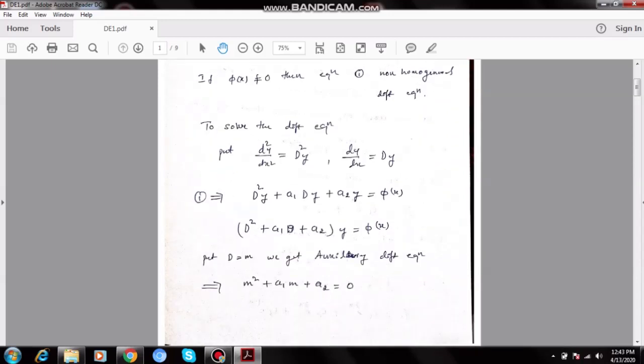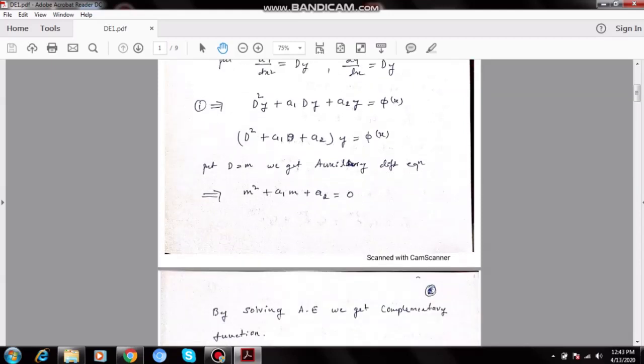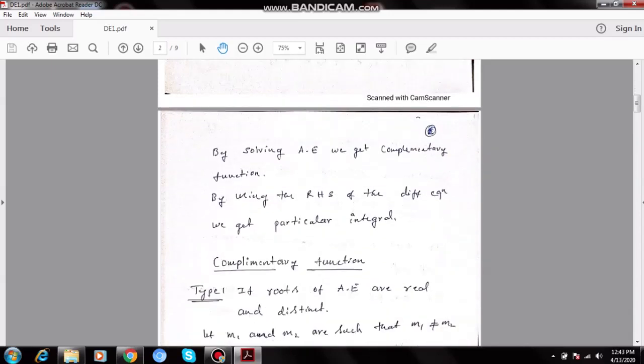Take y common in the left hand side, so it becomes (D square plus a1 D plus a2) y is equals to phi of x. Put D is equals to m, we get the auxiliary equation, that is m square plus a1 into m plus a2 is equals to 0. So we will not write down y in this. So by solving the auxiliary equation, we will get the complementary function, and by using the right hand side, we will obtain the particular integral.